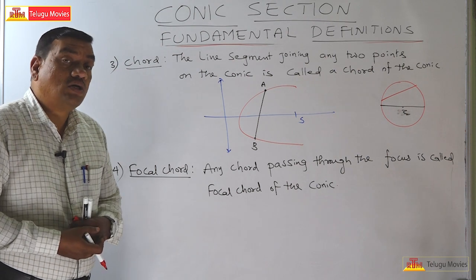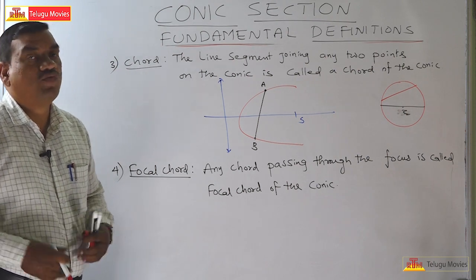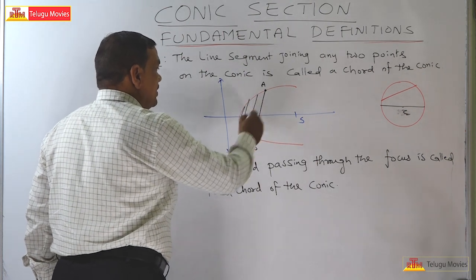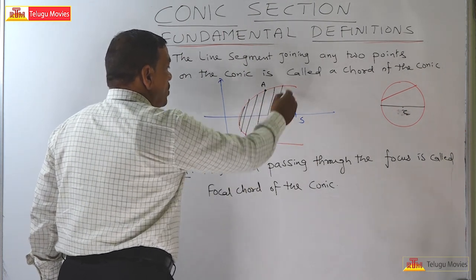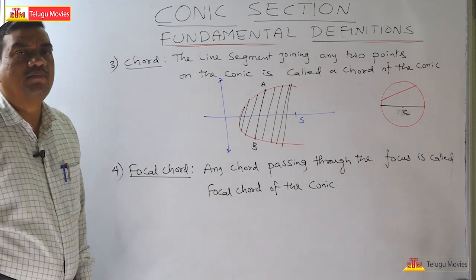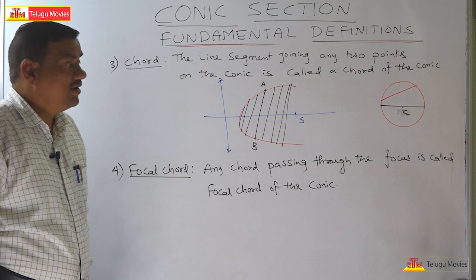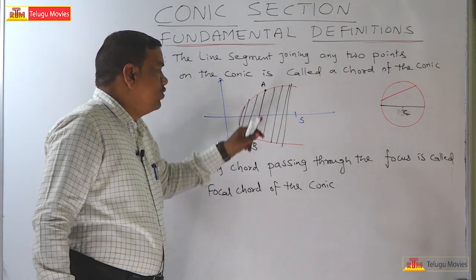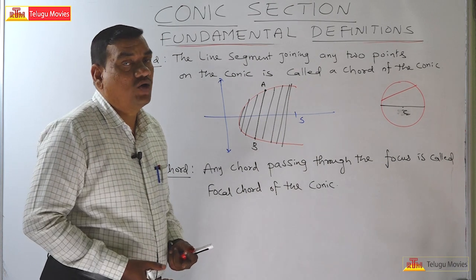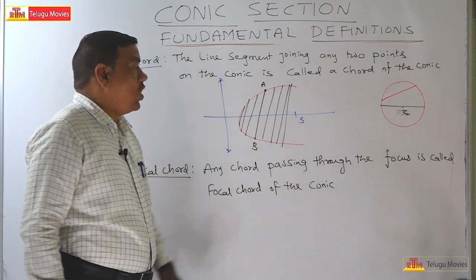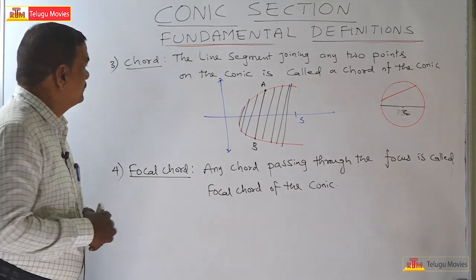Such type of chords, how many can we draw? We can draw infinite chords, 1, 2, 3. So this is a chord, this is a chord, this is a chord. This type of infinite number of chords are there. Understand? So all are chords. Chords means you have to take 2 points on the conic and join them, and that line segment is called a chord of the conic.